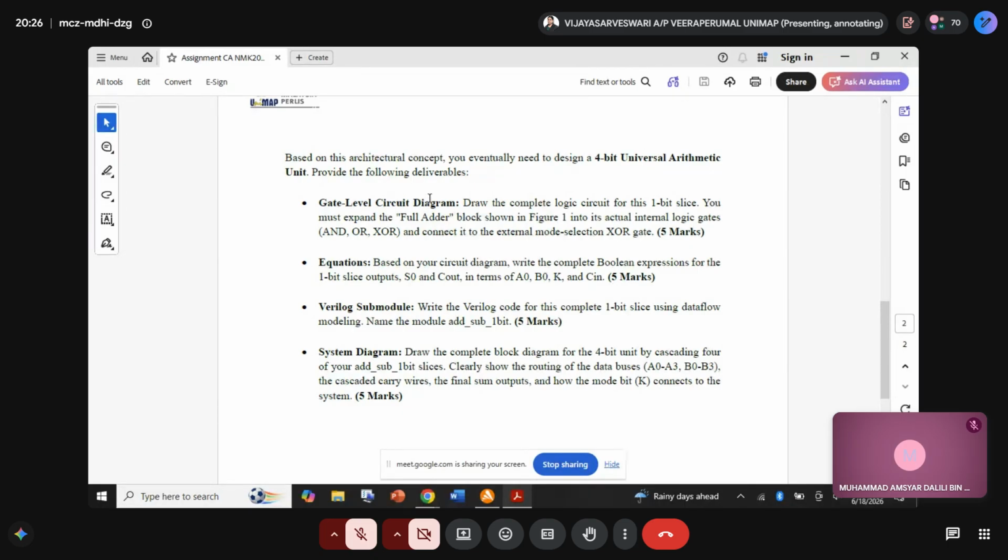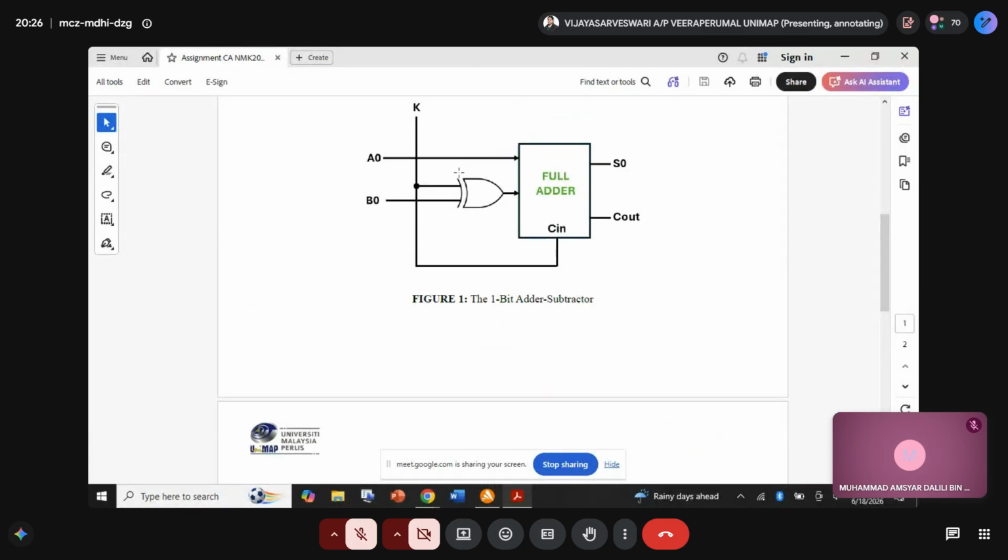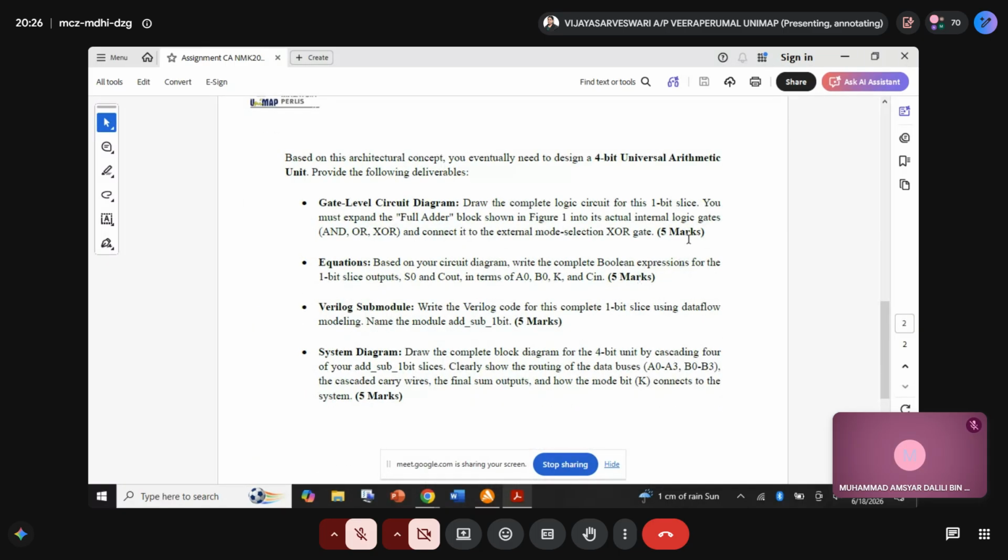Firstly you have to draw the complete logic circuit by using the basic gates: AND, OR, and XOR. That means you have to draw the basic gates of the full adder by using the AND gate, OR gate, XOR gate, something like that. And then you have to connect to the XOR, because we have another XOR. So first you simplify this full adder into the basic gates, and then connect it with this additional XOR, so that it becomes a subtractor.